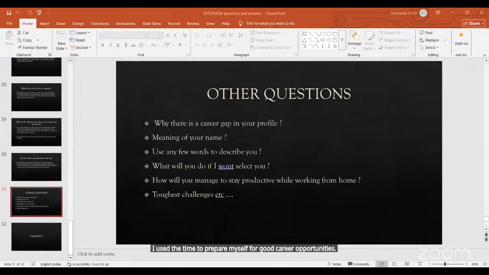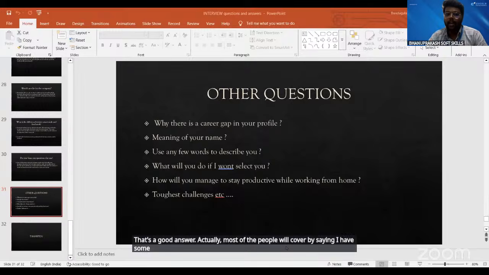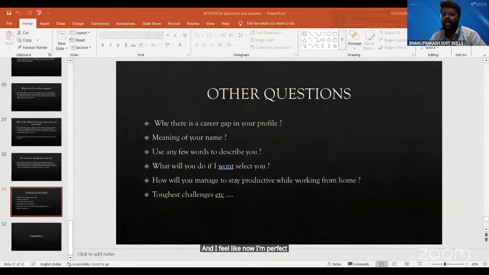Yes, that's a good answer. Actually, most people will cover by saying I have some health issues, even though they don't have. Instead of sounding that way, you can simply say, after my graduation, I found there are some skill gaps in my profile. So to fulfill that skill gap, I utilized that time to overcome all these skill gaps, and I feel like now I'm perfect for taking the job opportunity. So that's why I took the gap. This is the answer you can tell.